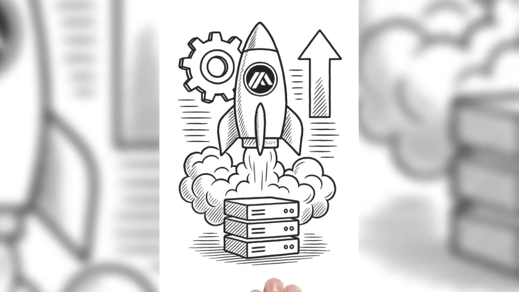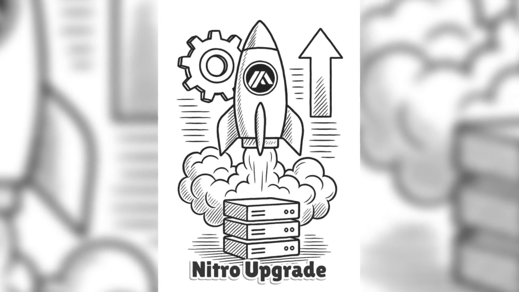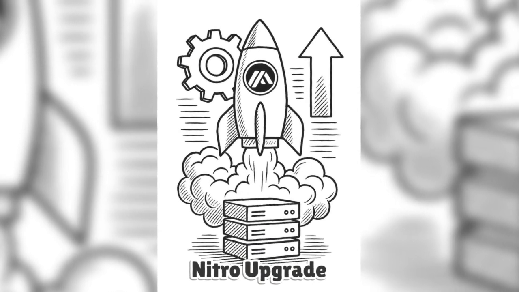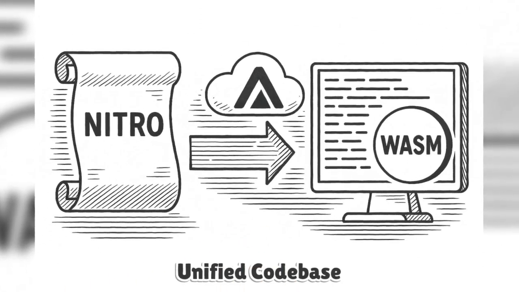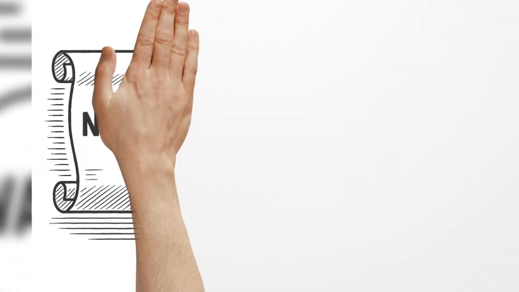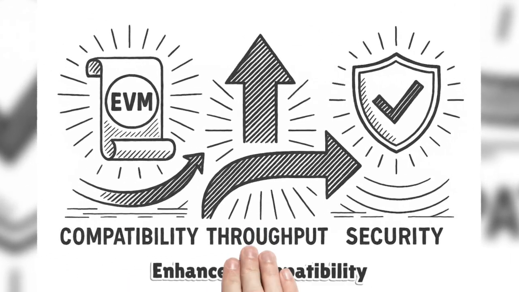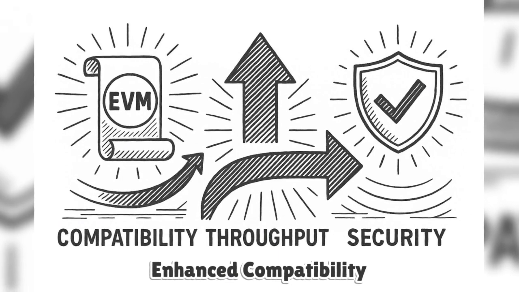A major upgrade known as Nitro, deployed in August 2022, rebuilt the system's architecture for higher efficiency. Nitro introduced a unified codebase written in Go, optimized call data compression, and direct use of standard WebAssembly for execution. This brought better EVM compatibility, higher throughput, and shorter confirmation times while preserving Ethereum-level security.